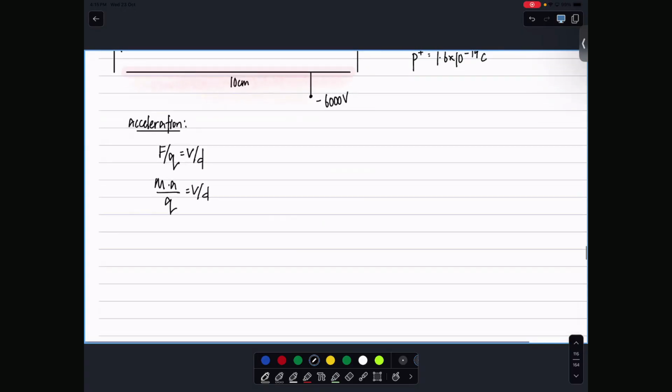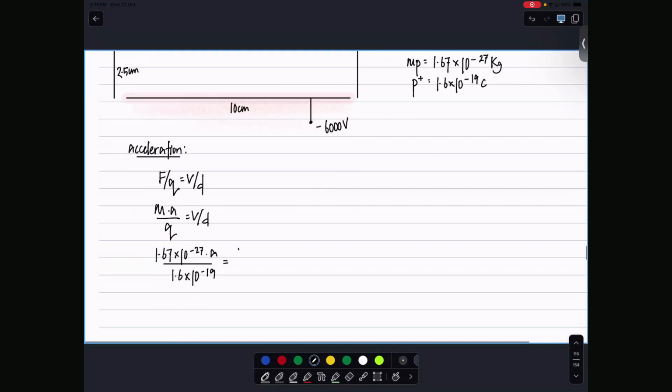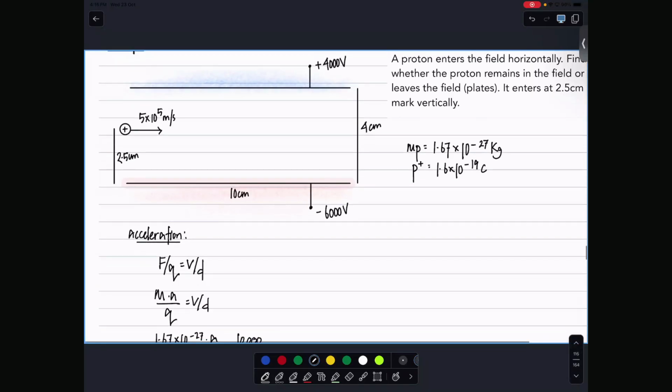So the mass is 1.67 into 10 to the power minus 27 times acceleration, divided by what is the charge? 1.6 into 10 to the power minus 19, equals V, the potential difference. How much is it? 10,000, correct? So 10,000 divided by the separation of the plates, or 2.5.